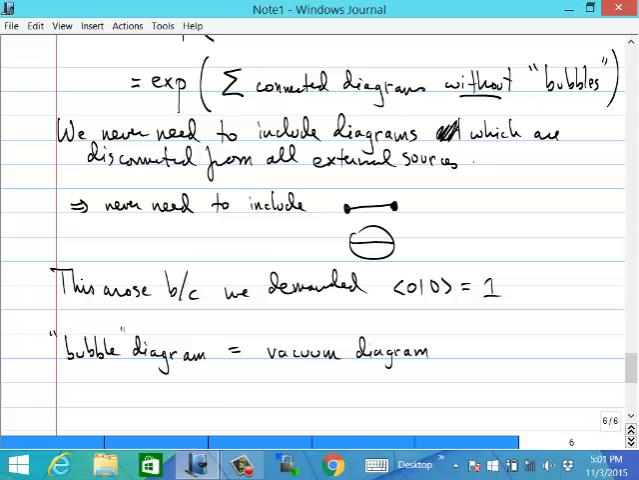I just love this argument that the partition function is the exponential of the sum of connected diagrams. I don't know, I just can't get over it. It's great. Any questions on that?